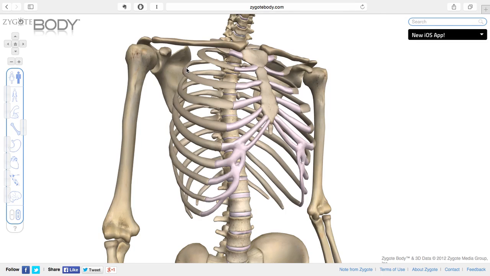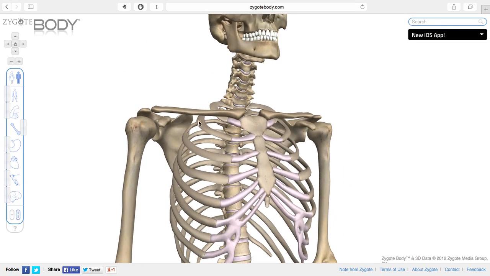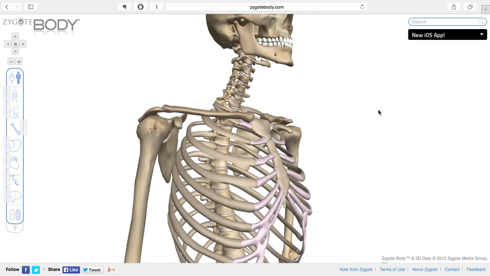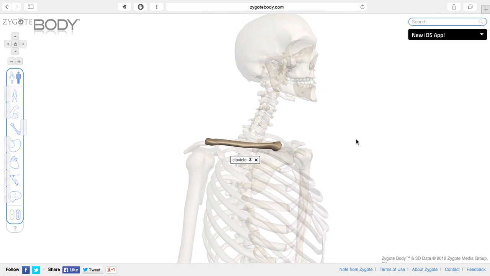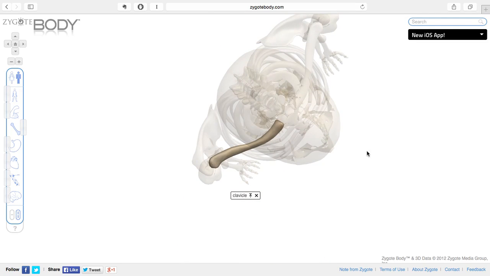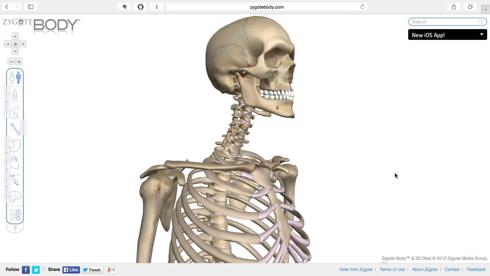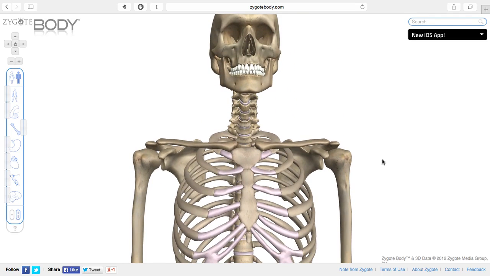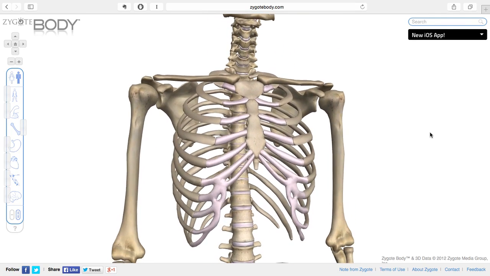Okay. One important thing about the clavicle is that it is not straight. Okay. Right now it looks like it's straight, but let me show you something. It's an S shape actually. Okay. So just remember that your clavicle is not a straight bone. Moving on now. We'll talk about the humerus.